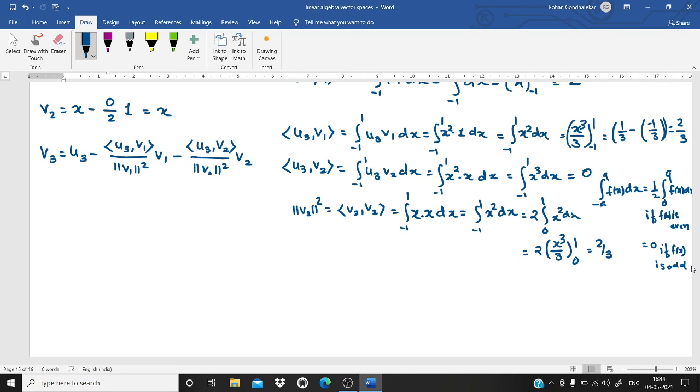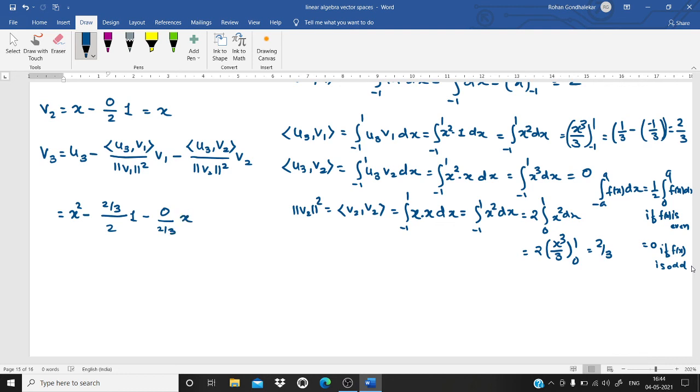So norm of v2 square is 2 by 3. So hence what I am getting, v3 is equal to u3, that is x square minus 2 by 3 divided by norm v1 square. We already calculated the value of norm v1. What is it? 2 into v1, that is 1, minus inner product of u3 with v2 is 0 divided by 2 by 3 into v2, that is x.